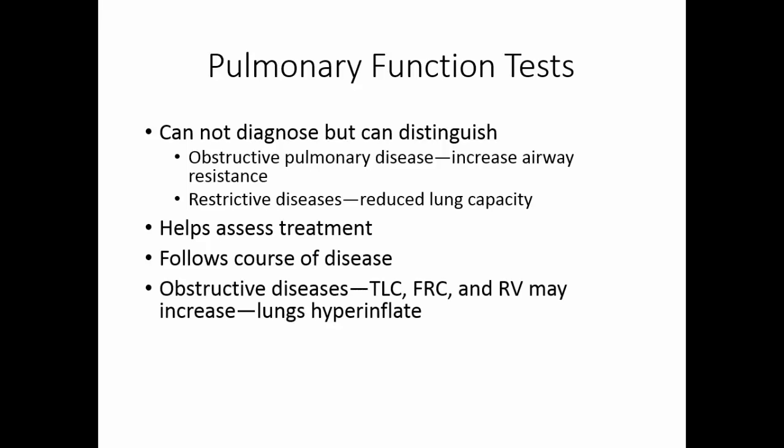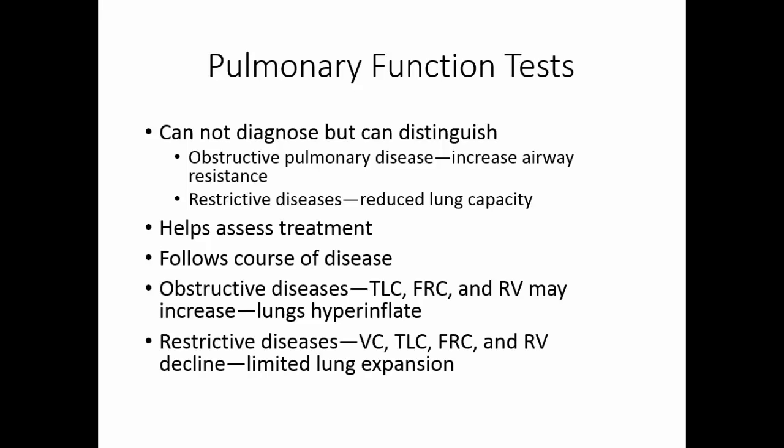In obstructive diseases, your total lung capacity, functional residual capacity, and residual volume may increase. Because you have trouble getting air out, the lungs tend to hyperinflate and you hold more air in. In restrictive diseases, the vital capacity, total lung capacity, functional residual capacity, and residual volume decline. Here the lungs cannot expand as much as they should, so you don't take in as much air.